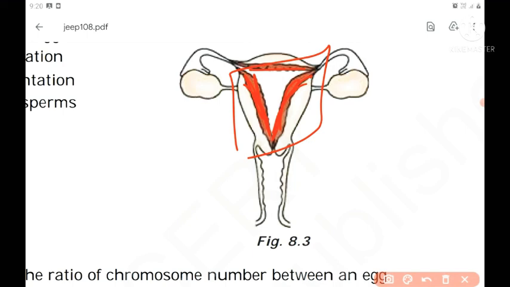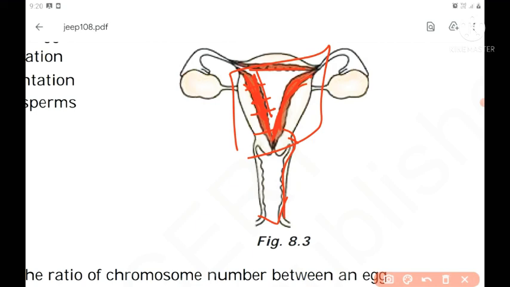In the sense, this lining will break down. And next, it will pass on. Discharge happens in the form of mucus through the vagina. It's nothing but the monthly process.